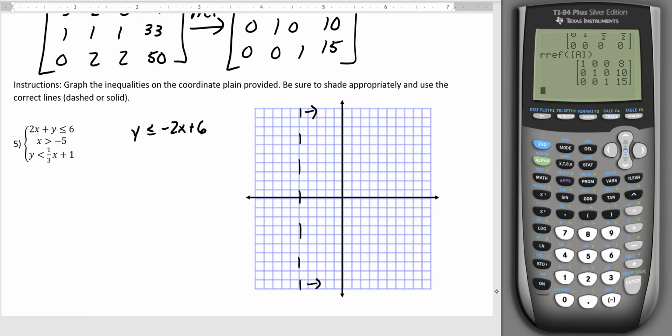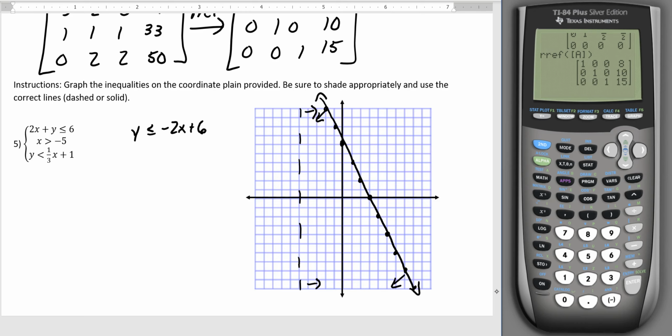Up 6, 1, 2, 3, 4, 5, 6. Down 2, right 1, of course. For this one, I will have a solid line since it is less than or equal to. And when I plug in 0, 0 is less than or equal to 6, which is indeed true, so I get a true statement. So that'll look like that.